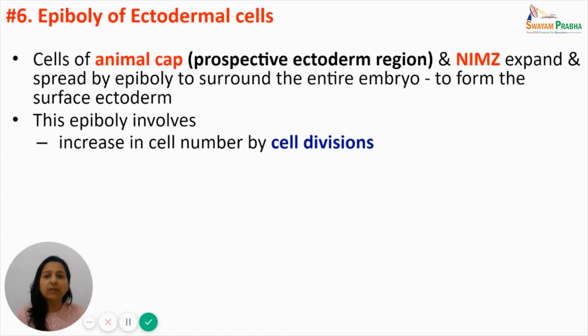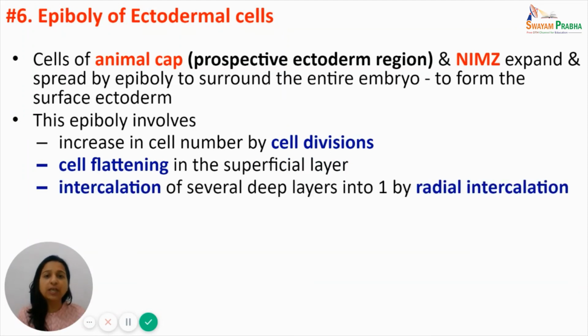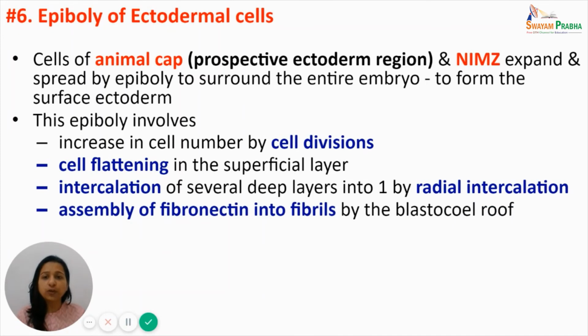This epiboly involves increase in cell number by cell divisions, cell flattening in the superficial layer of the cells, as well as intercalation of several deep layers into one by radial intercalation. It also requires an assembly of fibronectin into fibrils. Thus, the ectodermal cells are able to form a complete layer all around the deep embryo.